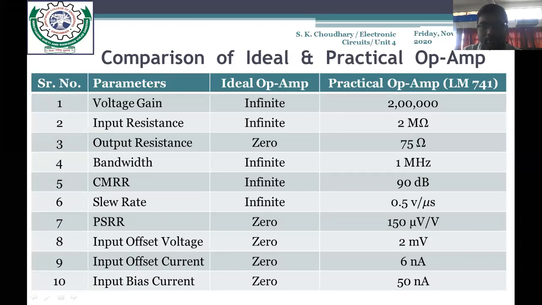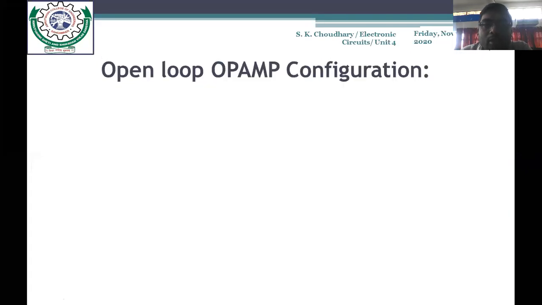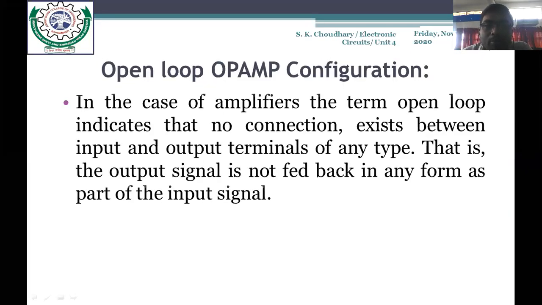We have already done the comparison of ideal op-amp and practical op-amp on these 10 parameters. Now we have to see today about the open loop configuration. You can represent the op-amp in two different loop configurations: one is open loop, another is closed loop. So first of all, we will discuss the open loop.